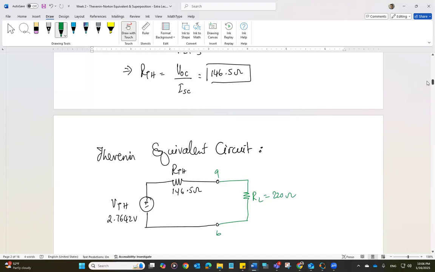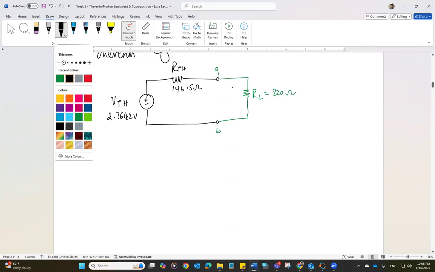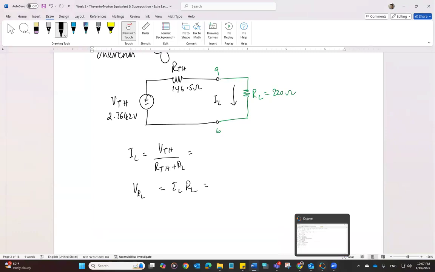All right, to prove the equivalency, remember, we have to find out what is the current that is flowing through the load resistance and what is the voltage across the load resistor. So very simple, it's a single loop circuit. IL is simply, using Ohm's law, V Thevenin over (R Thevenin plus RL). And once you have the load current, then of course the load voltage will simply be IL times RL. Let's calculate and see if they come out to be the same.